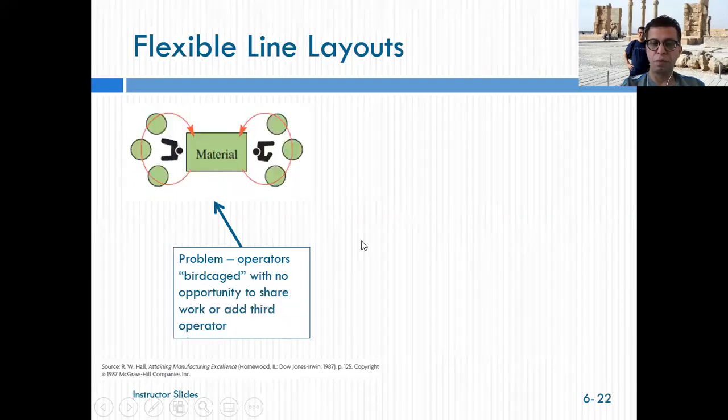The other problem here is when you have the material lying behind, so this station, his operator is called a bird cage, with no opportunity to share the work or add a third operator. He takes the product, processes it and sends it to the line, and they cannot share the work behind, or work that needs more attention.